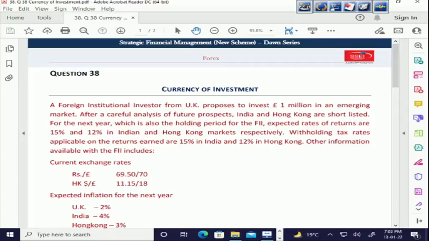This is from our desk. This question has not come in past examinations. This is not from ICAI past papers, RTP or MTP. This is from my stable.